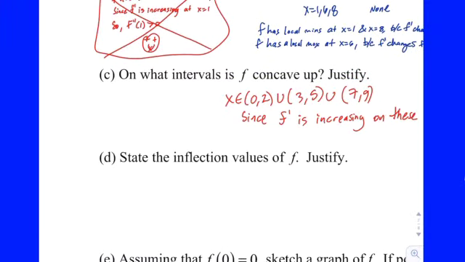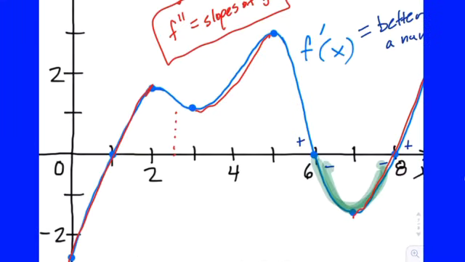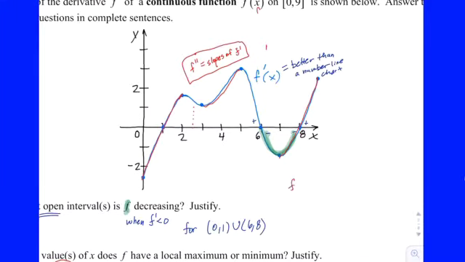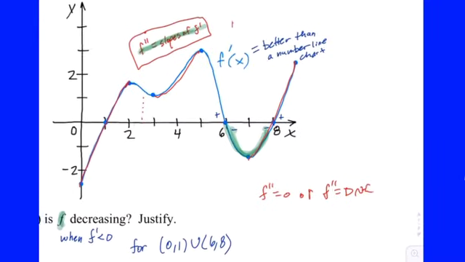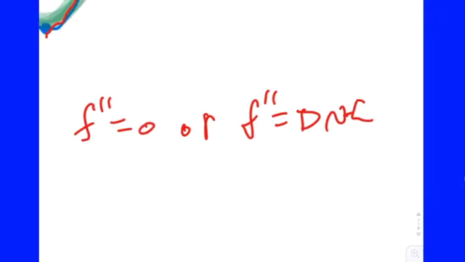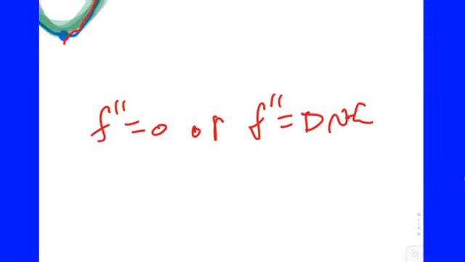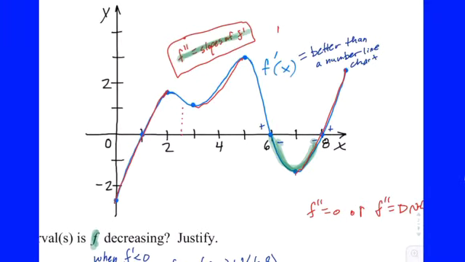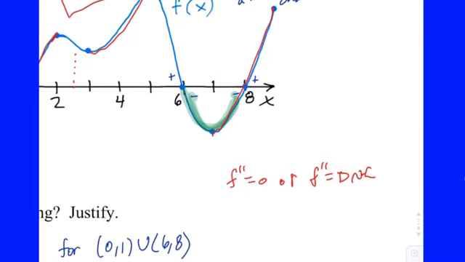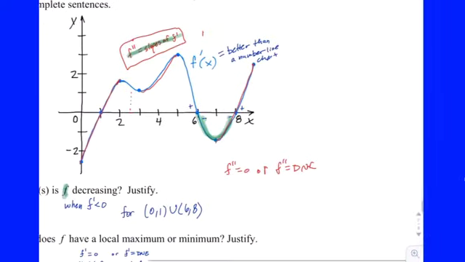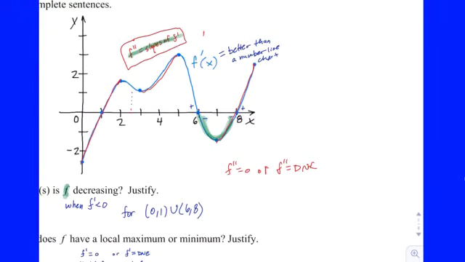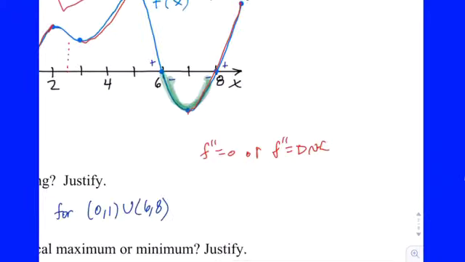State the inflection values of f. Justify. All right, well, let's see if we can go a little bit more quickly here. We need to know where, first of all, the second derivative is 0 or the second derivative is DNE. Now, this is where making this statement that f double prime is the slopes of f prime, saying that once is nice, because you always have to relate what you're doing to what's given. And if you just say f double prime and they're giving you the graph of f prime, you haven't quite made the connection yet. So if you say it once, now we know, it's kind of like a map legend, right? You know what the different dotted roads mean, railroad, county road, whatever, highway.